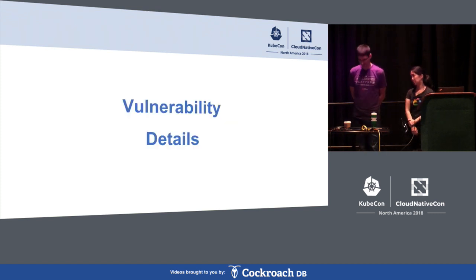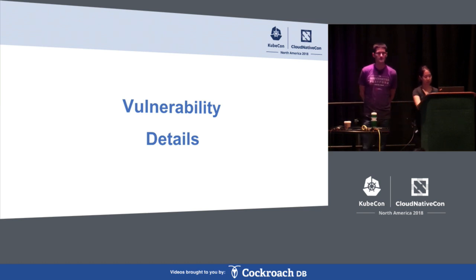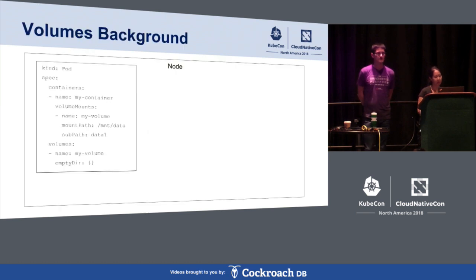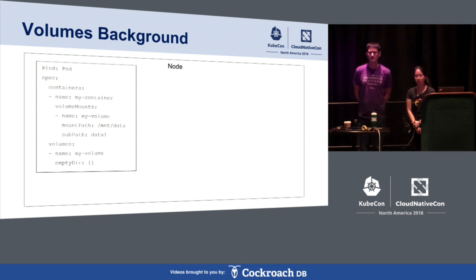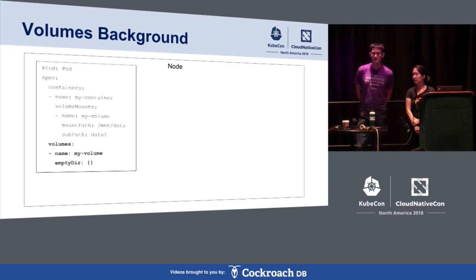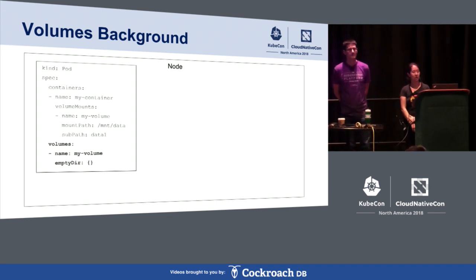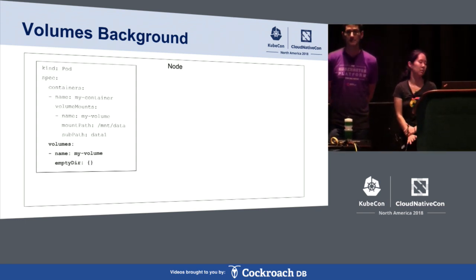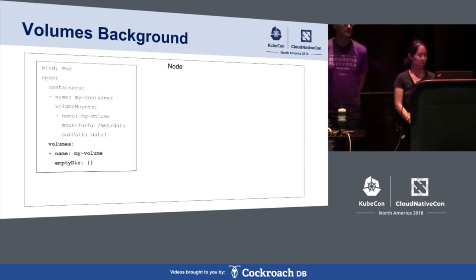So now I'm going to go into the technical details of this particular vulnerability that we worked on. To understand the vulnerability, some basic background knowledge on volumes is needed. To illustrate this, I have an example pod spec here, and this pod is using a volume. When this pod gets scheduled to a node, one of the first steps is to set up and mount all the volumes that the pod uses onto the host system.